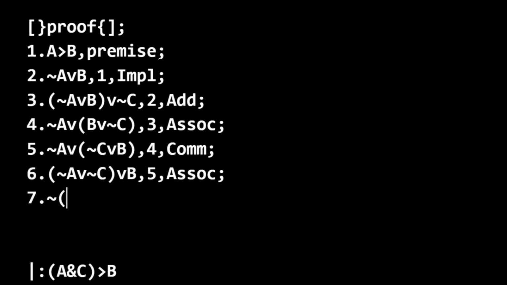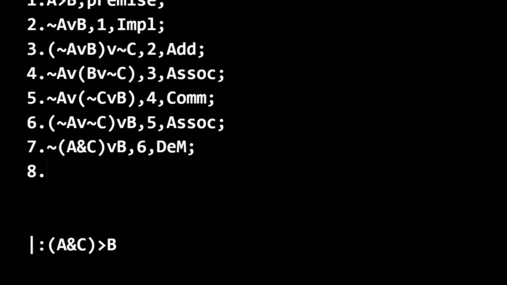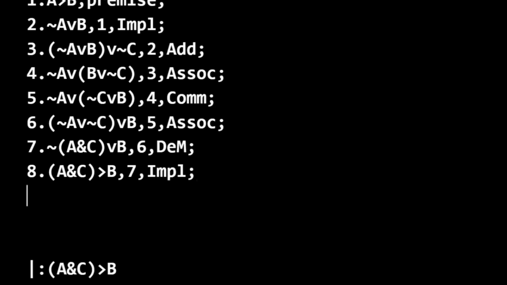And then we can do a little De Morgan. So De Morgan is just acting on this part. It's a rule of replacement. And so we can just take part of the statement in line 6 and apply the rule of De Morgan to that. And then finally, I think, let's see, we can do A and C only if B on line 7 using implication. And that's what we wanted to prove. And so there's our proof.